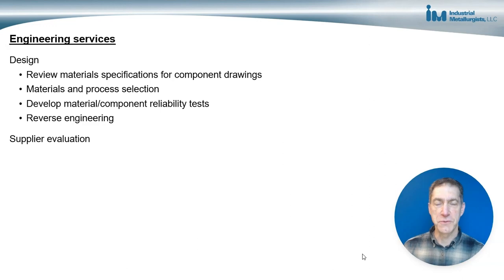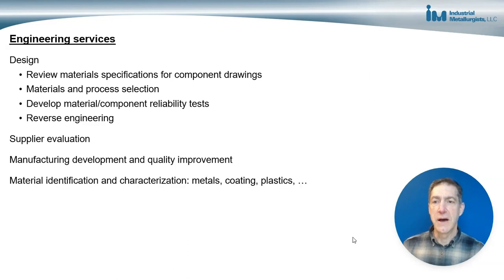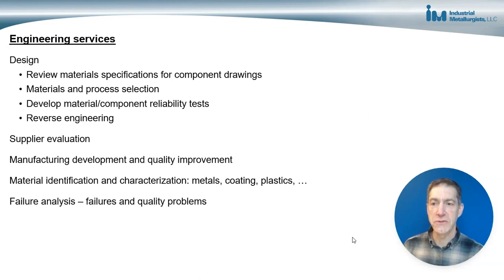We also help with supplier evaluation to help companies make sure that they are selecting suppliers who are capable of consistently providing metals and components that will meet requirements. We help with manufacturing development and quality improvement. Also help with materials identification and characterization. This includes metals, coatings, plastics, and other materials. And finally, we help with failure analysis.